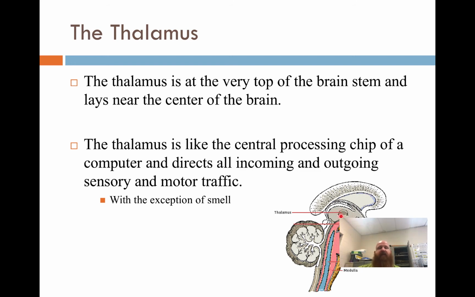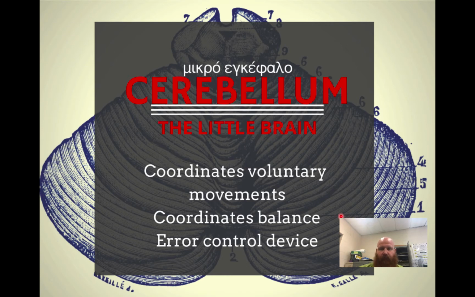All of it's important, but your thalamus is kind of like the central processing chip, the A12 chip or whatever the new chip is in the new iPhones. That's sort of it. A lot of things will not happen without the thalamus.